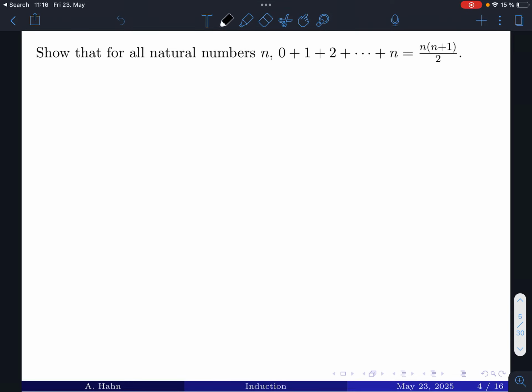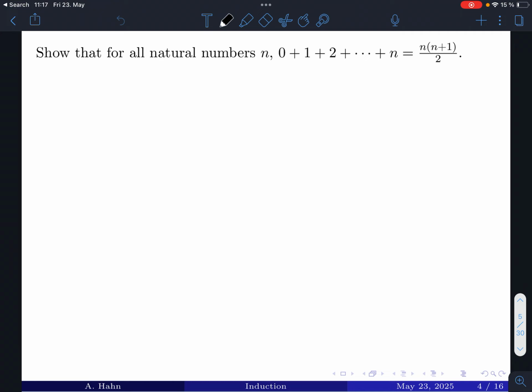All right, so now let's actually do an example for mathematical induction. We want to show that for all natural numbers n, the sum from 0 up through n, so 0 plus 1 plus 2 all the way up through n, is equal to n times n plus 1 divided by 2. And first of all, let's talk about what even is a predicate. What are we even trying to prove?